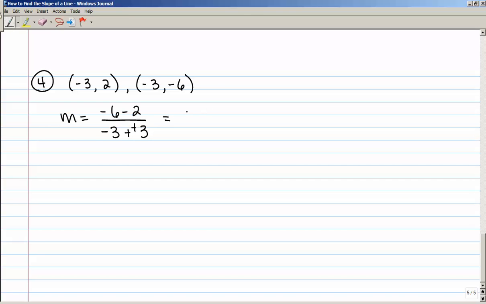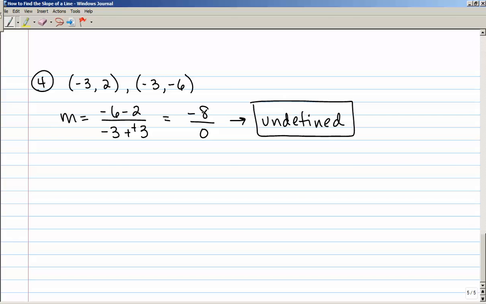So that's going to give me -8 over -3 plus 3 is 0. And recall that when you have a fraction with a 0 in the denominator, that is undefined. And I'll be looking for that word on your quiz and test. If you have a fraction with a 0 in the denominator, use the word undefined.